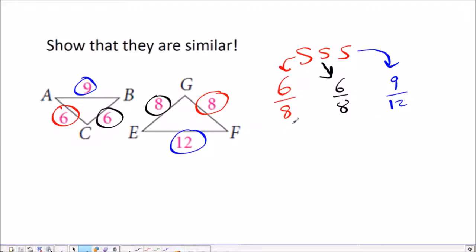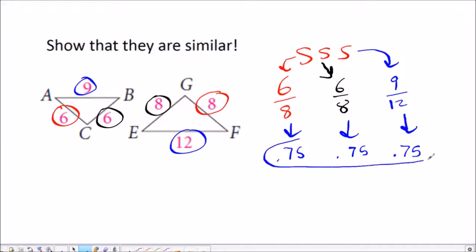I have to show what all these are. So I'm going to show that this equals 0.75. Type it in a calculator. This is the same thing, so of course it's the same, 0.75. And I can type this one in a calculator or simplify the fraction, and I get 0.75 on that as well. And since I showed that all three of these have the same similarity ratio, I'm done.